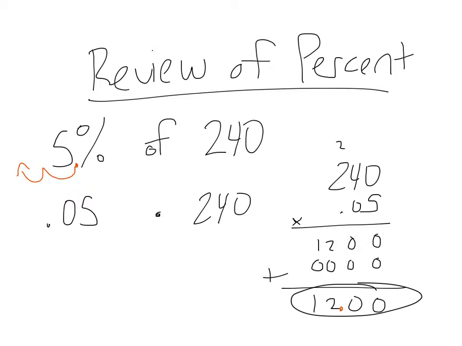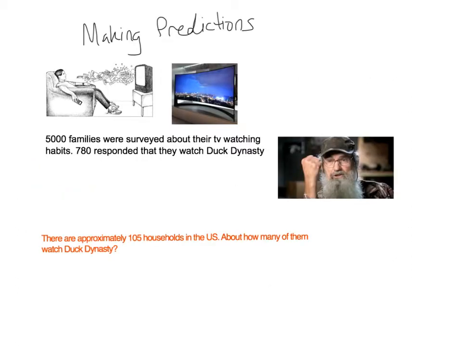All right. So one reason we interpret data is so that we can make predictions, okay? So we're going to go through this problem. 5,000 families were surveyed about their TV watching habits. 780 responded that they watch Duck Dynasty. And so we're going to assume this is 5,000 just random American families, okay? 780 responded that they watch Duck Dynasty.